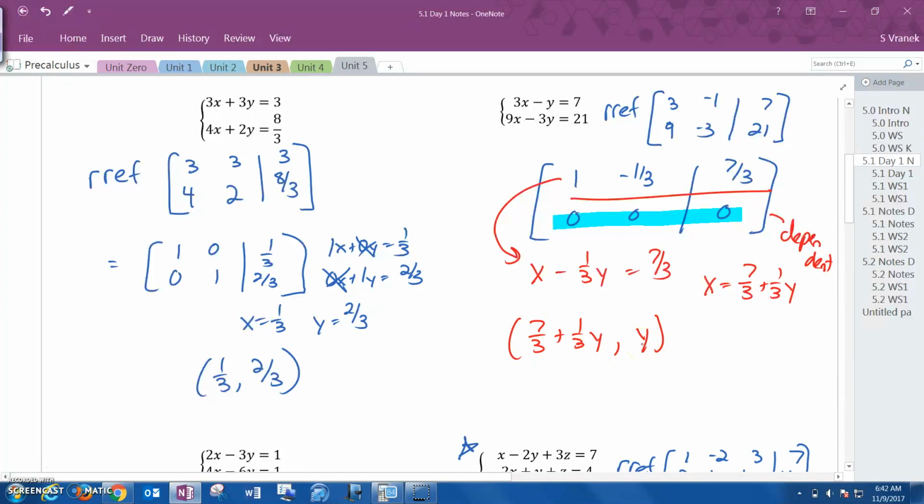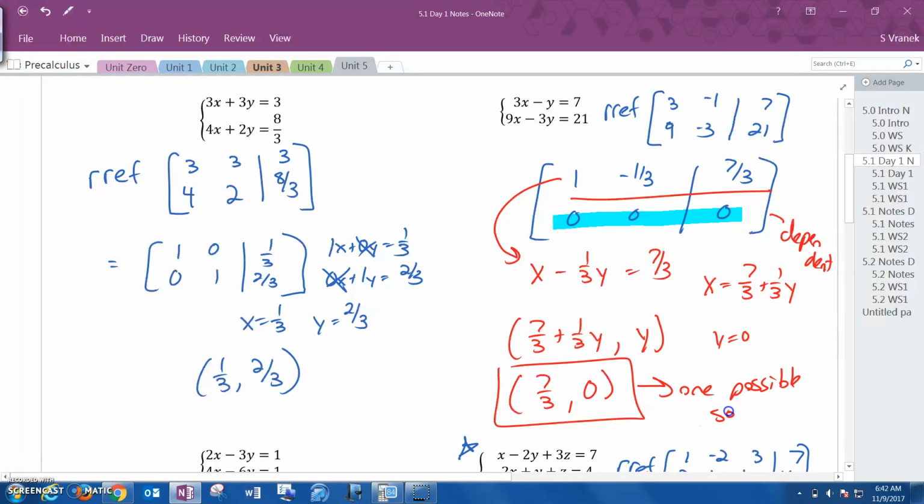So then to get one possible solution, just pick a number for y. I'm going to say y equals 0. So when y equals 0, this goes to 0, we get 7/3 for x, and then 0 for y. So this is one possible solution. And this is our solution with the dependent variable in there.